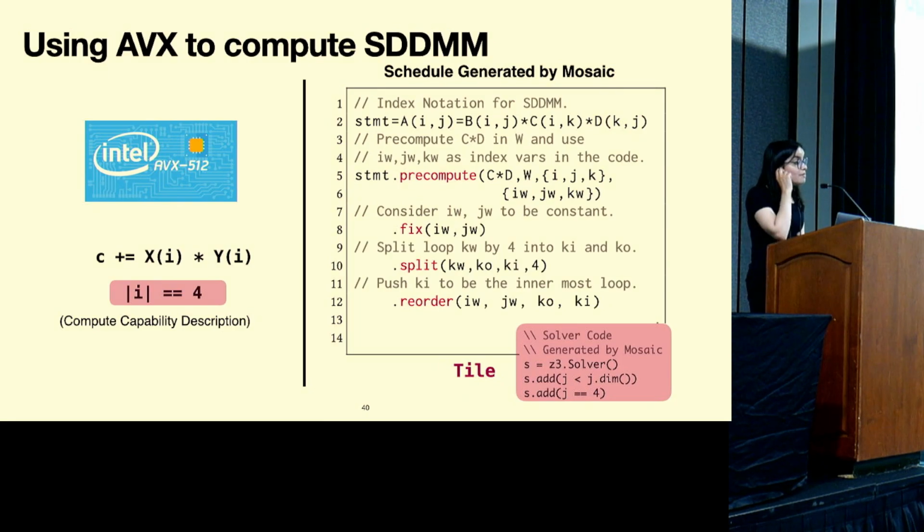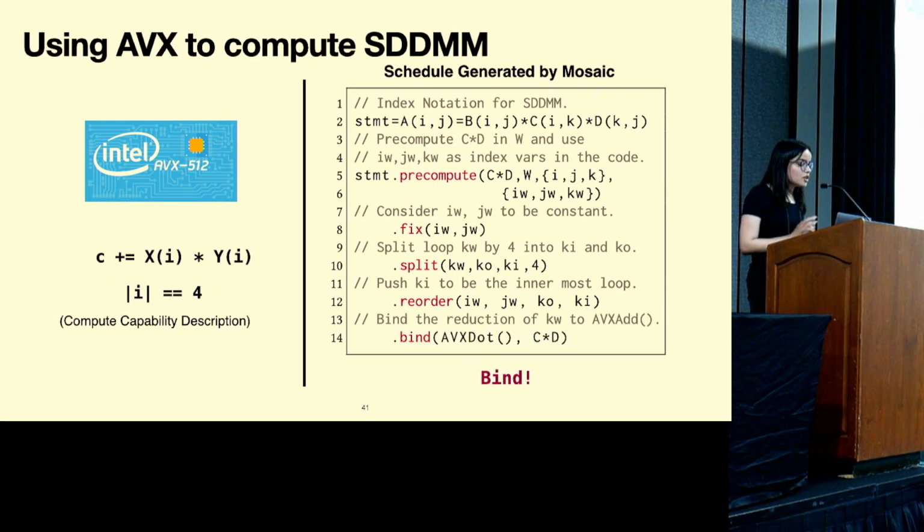The next constraint we must satisfy is the fact that the length of the vector must be equal to 4. So in this case, Mosaic will generate a Z3 solver query, split the appropriate index, and reorder the split index so that we actually end up computing the same thing, the correct thing. And finally, with all of these transformations, we'll call the bind scheduling command, which is actually the command that performs this function substitution. So this will indicate to Mosaic that we want to perform this substitution right now.